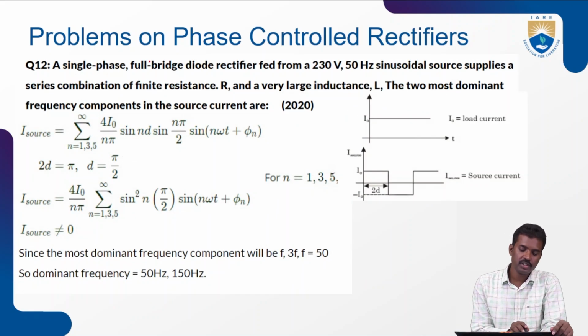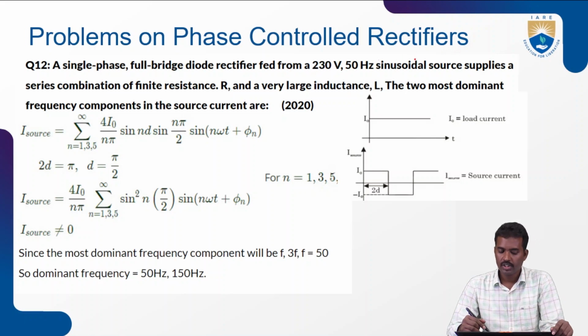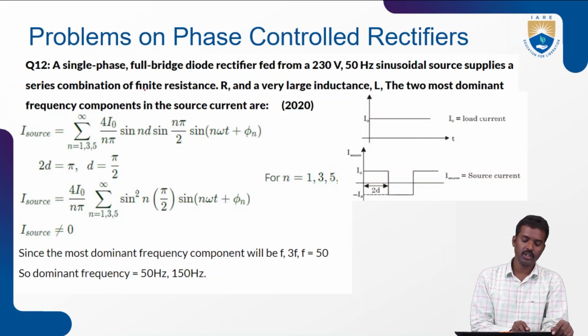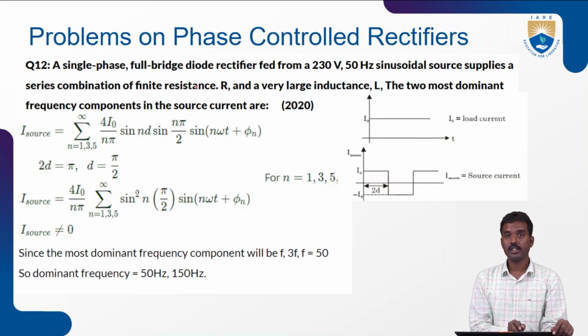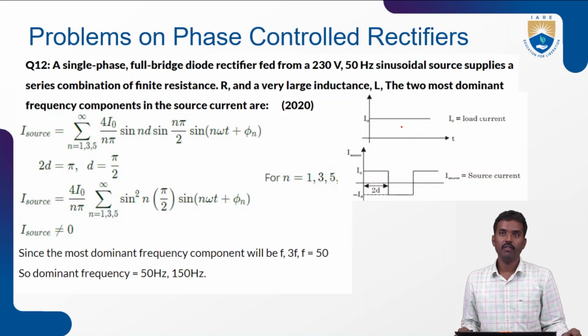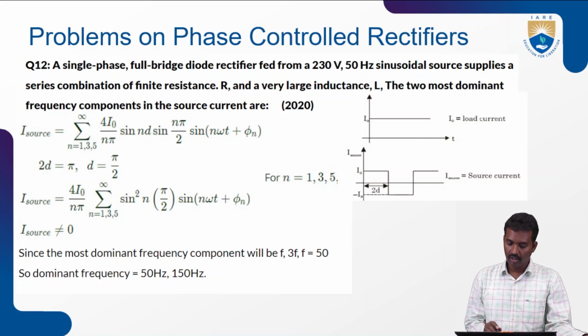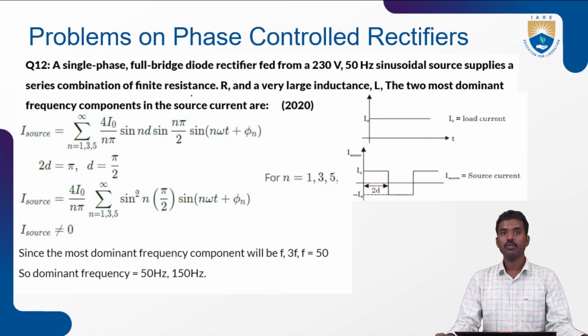A single phase full bridge diode rectifier fed from a 230 volts 50 Hz sinusoidal source supplies a series combination of finite resistance and a very large inductance L. Find the two most dominant frequency components in the source current.